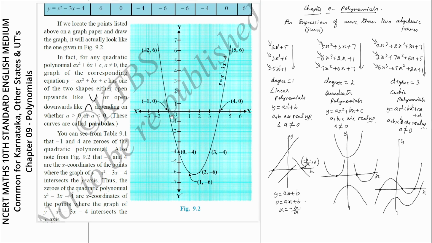And what are those zeros? Zeros are minus 1 and 4. Zeros are nothing but the values of x when y becomes 0. Simply, so you can see at this point the y is 0. At x equal to 4, y is equal to 0. For x equal to minus 1, y is equal to 0.